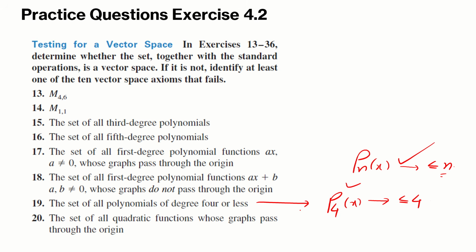द सेट ऑफ ऑल क्वाड्रेटिक फंक्शंस हुज ग्राफ पासिस थ्रू द ऑरिजिन. तो अगेन इसका मतलब है वी टॉक अबाउट ऑल क्वाड्रेटिक फंक्शंस लाइक ax स्क्वायर. तो जिस तरह से ये ax की बात हो रही है इस तरह से ax स्क्वायर की बात भी हो रही है, राइट. दिस इज अ पॉलिनॉमियल व्हिच इज पासिंग थ्रू ऑरिजिन. तो ये भी वेक्टर स्पेस बनाता है.